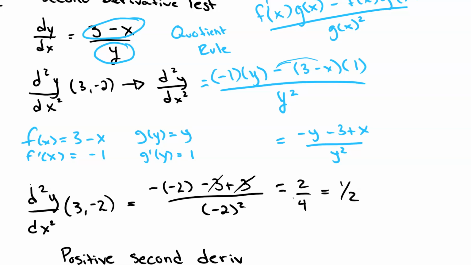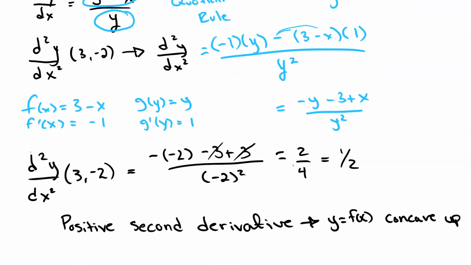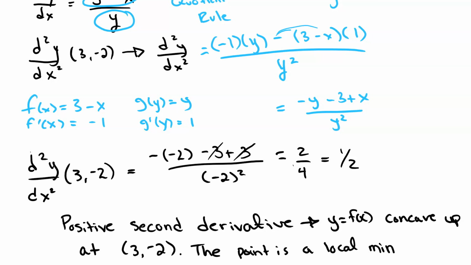what does that tell us about our original function? Well, that tells us our original function, y, or f of x, is concave up at 3, negative 2. Therefore, the point is a local min by the second derivative test.